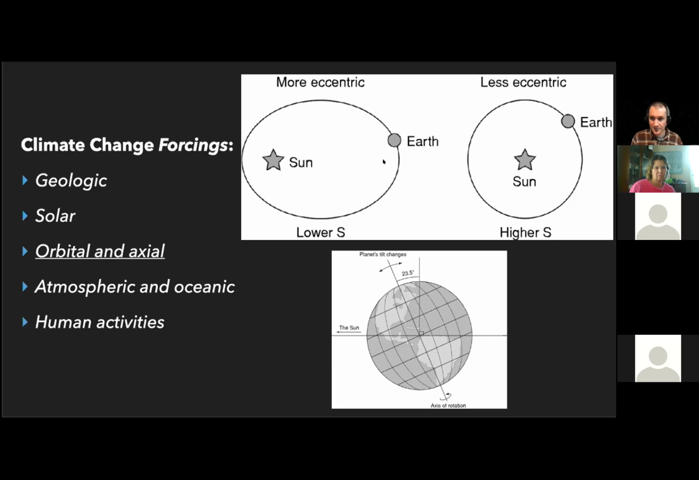Same with the axial tilt cycle. That one's about 41,000 years to complete that. Over Earth's history, it is very closely related to our periods of glacial advance and retreat. But again, it's not going to help us understand warming temperatures over a short time period.